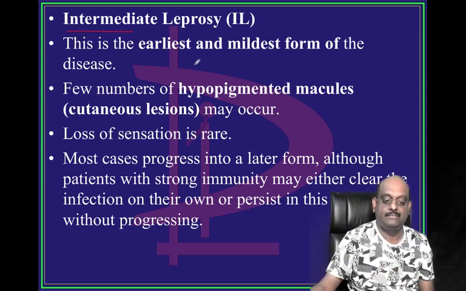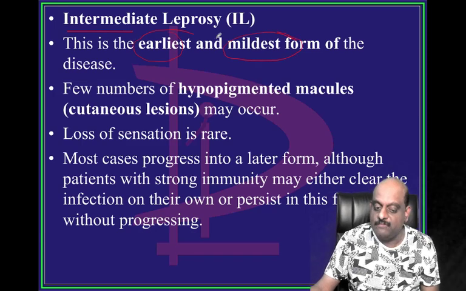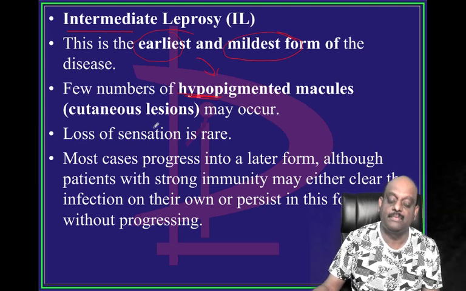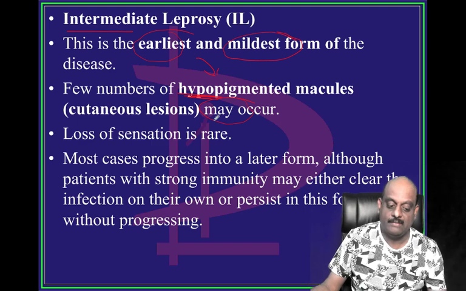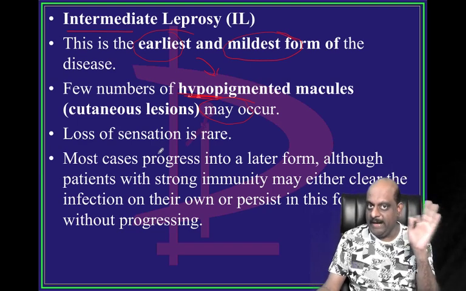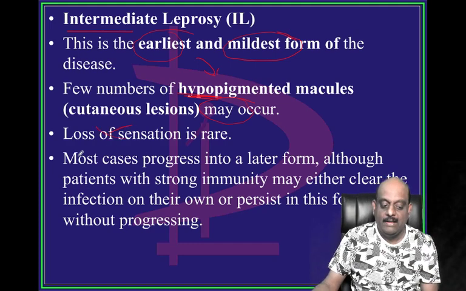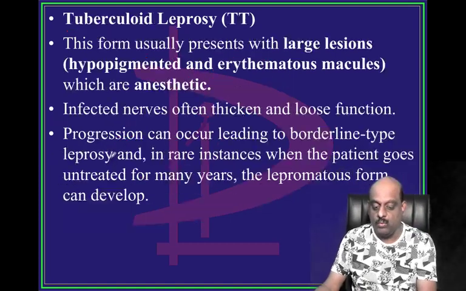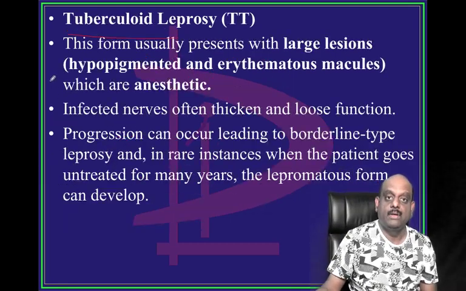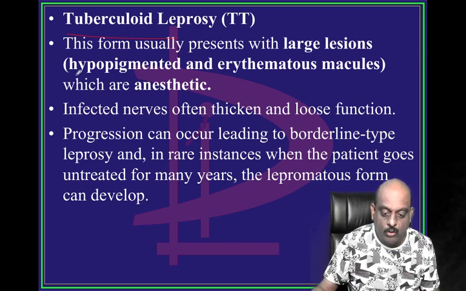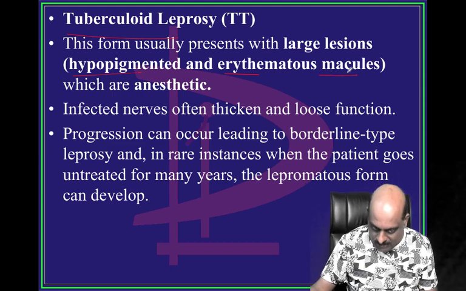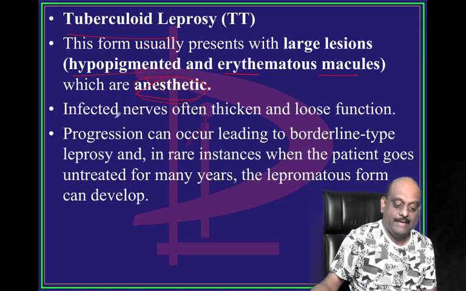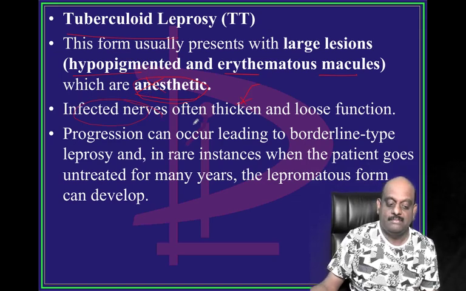Indeterminate leprosy is the earliest, mildest form of the disease. There are hypopigmented macules that will occur. But in the indeterminate stage, which is the early stage, there is not much loss of sensation. Now, tuberculoid leprosy: you get a larger lesion, which is also a hypopigmented, erythematous macule. But it is anesthetic. The infected nerves often thicken. They lose function.